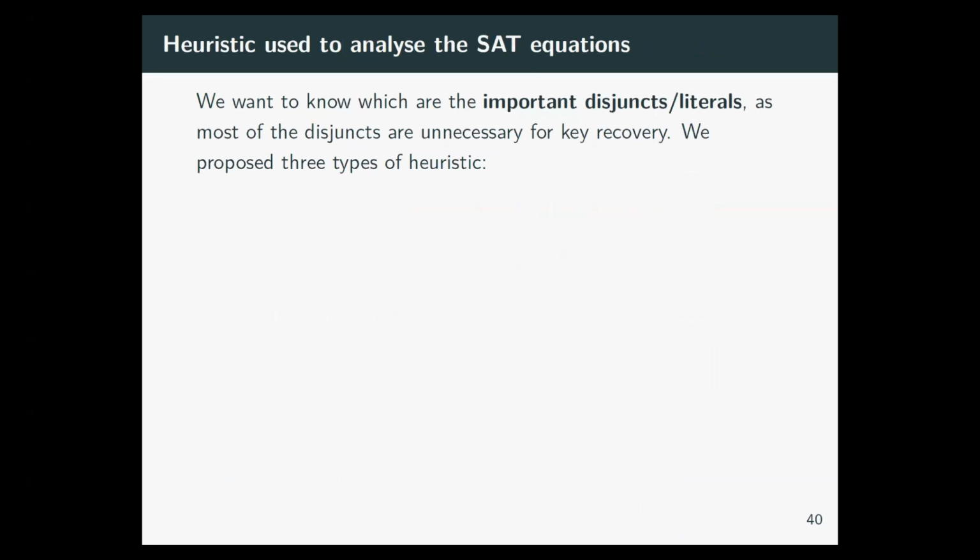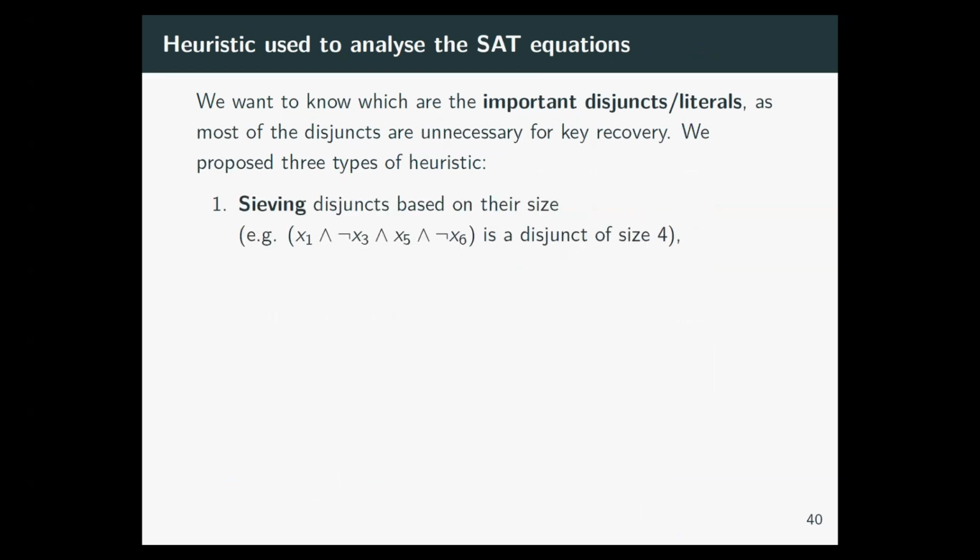What we found after converting is that most of these disjuncts are actually unnecessary for key recovery. So we want to know what the important disjuncts and literals are in getting back the key. We actually propose heuristics to analyze this set equation, three types of them. Firstly, sifting disjuncts based on their size, size meaning the number of literals. So here there's a disjunct of size 4 because there are only 4 literals.